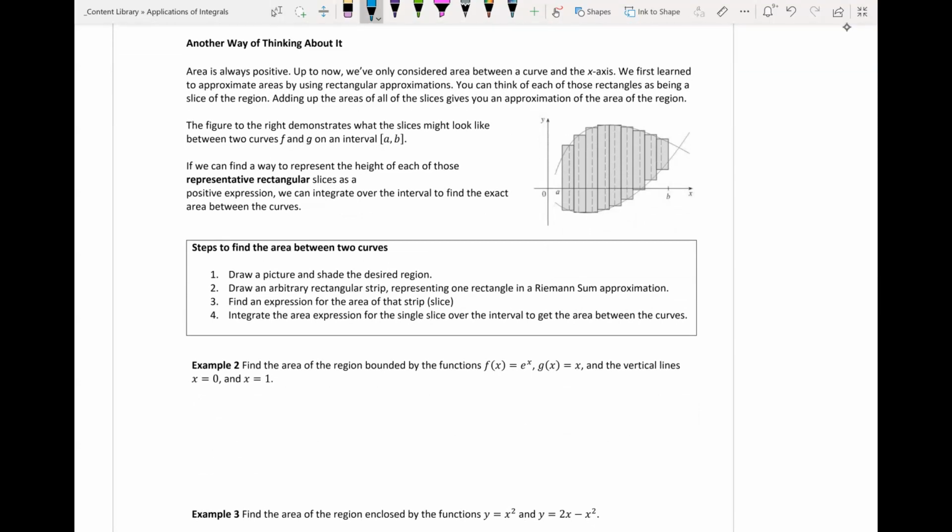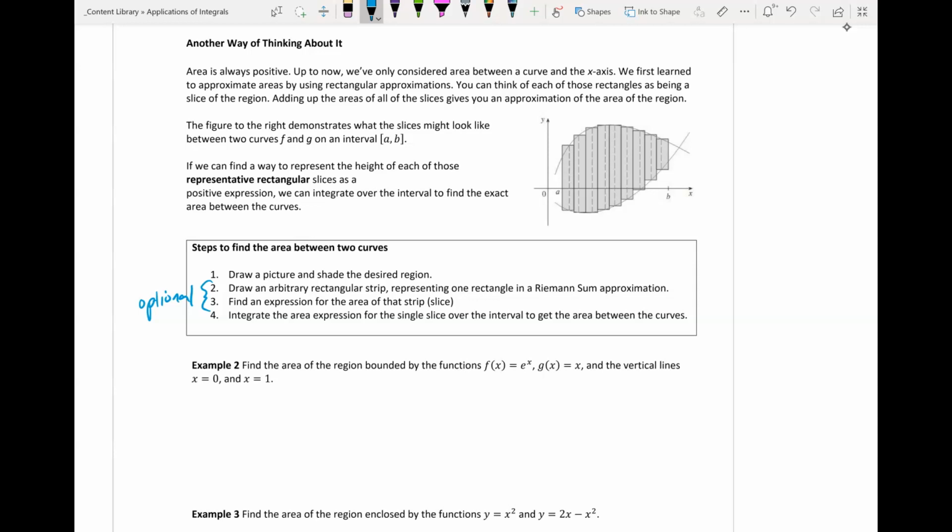So here are some steps to find the area between the curves. You should draw the picture and shade the area that you want. We can draw an arbitrary rectangular strip representing one rectangle in the Riemann sum approximation, and then find an expression for the area of that strip or slice. This part is optional. You don't have to do it. If it helps you think about the question a bit better, then you can go ahead and do it, but it's not a necessity in order to find the area between two curves.